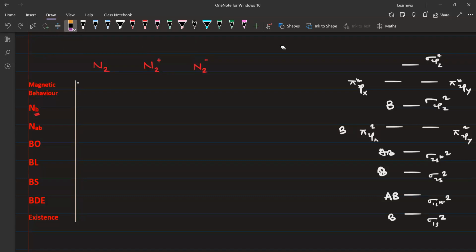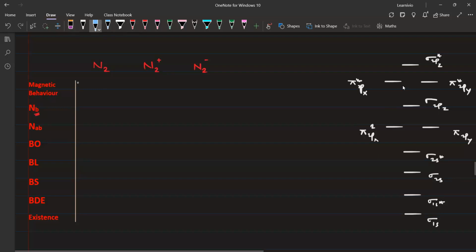Now if I start from the lowest, we will have sigma 1s, then sigma star 1s, then sigma 2s, then sigma star 2s. उसके बाद क्या आएगा? Pi आएगा. So we'll have pi 2px, pi 2py, then sigma 2pz, उसके बाद pi star, then sigma star. Now I will fill the electrons. Now how am I going to fill the electrons? I will add two electrons in each molecular orbital.